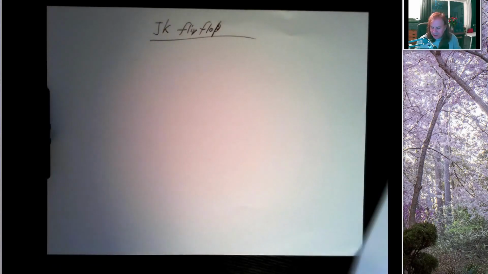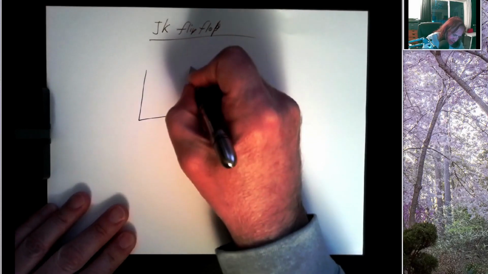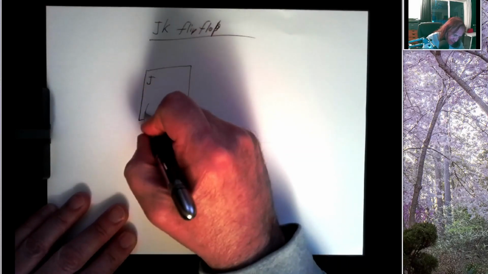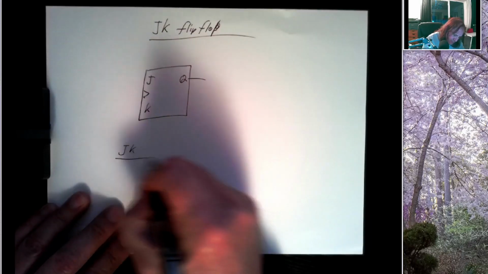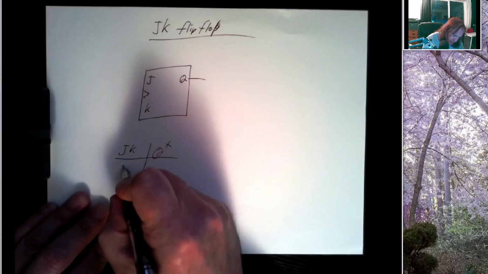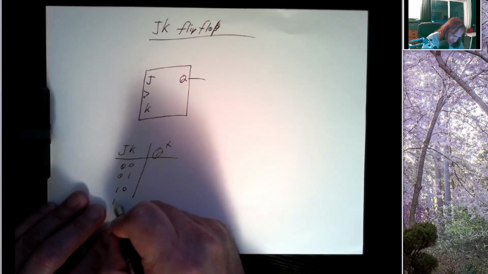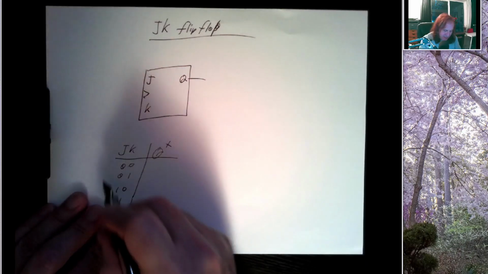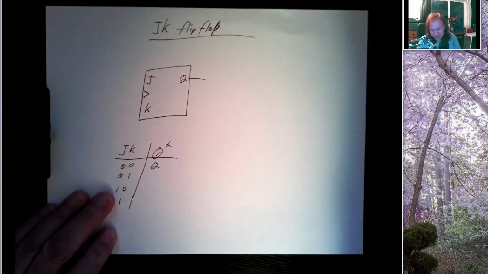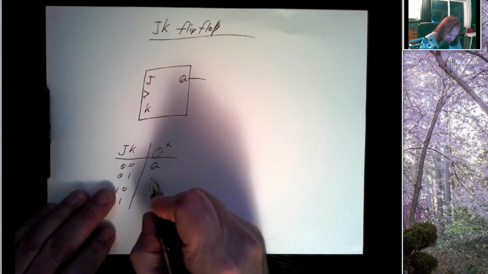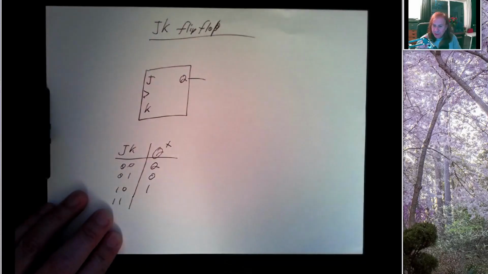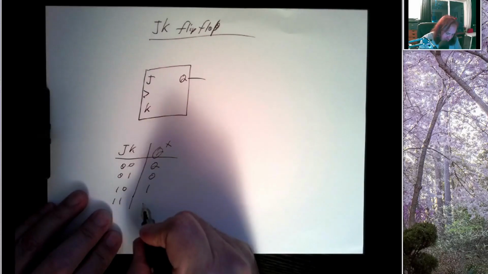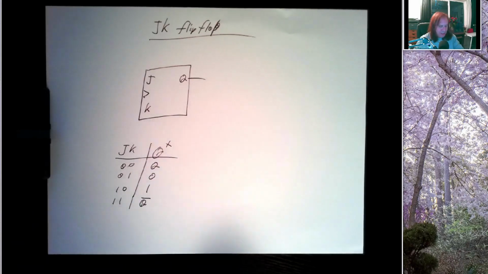Possibly named for Jack Kirby, who invented the flip-flop. And so this is almost the same as an SR. It's got a pair of inputs, J and K. It's got an output Q. And the behavior is similar to an SR. If both inputs are 0, the output is stable. It ignores the clock. If J is 0, K is 1, that's a reset state. If J is 1, K is 0, that's a set state. But for this device, if J and K are both 1, it acts like a T flip-flop.